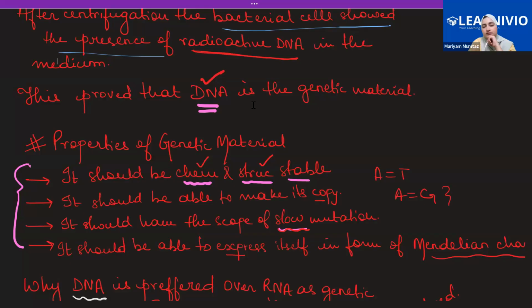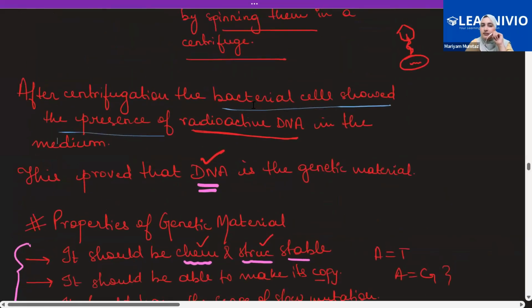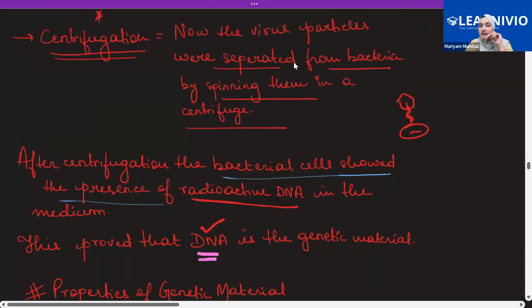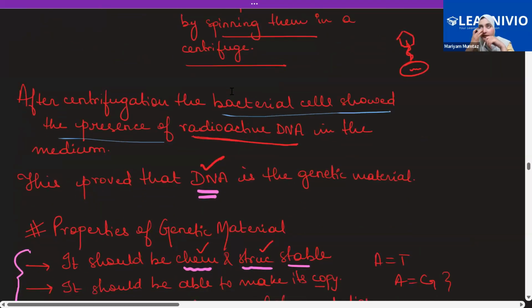So they put these two, the phosphorus and the sulfur, in the same container. No, see, they did the centrifugation to separate the virus from the bacteria. They wanted to take out the viral particles from the bacteria, not the DNA or RNA. Because bacteria will be heavier, they will settle at the bottom. Viral will be lighter, they will come at the top. And after that, it was found that the bacterial cells showed the presence of radioactive DNA in it.